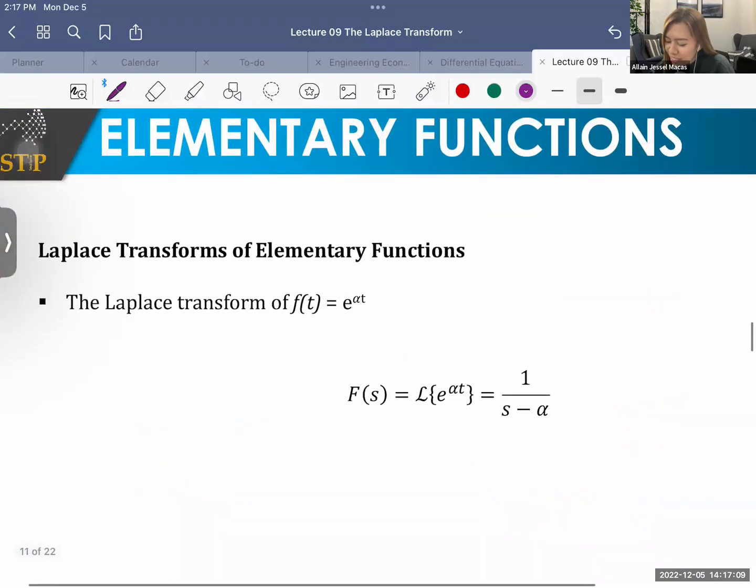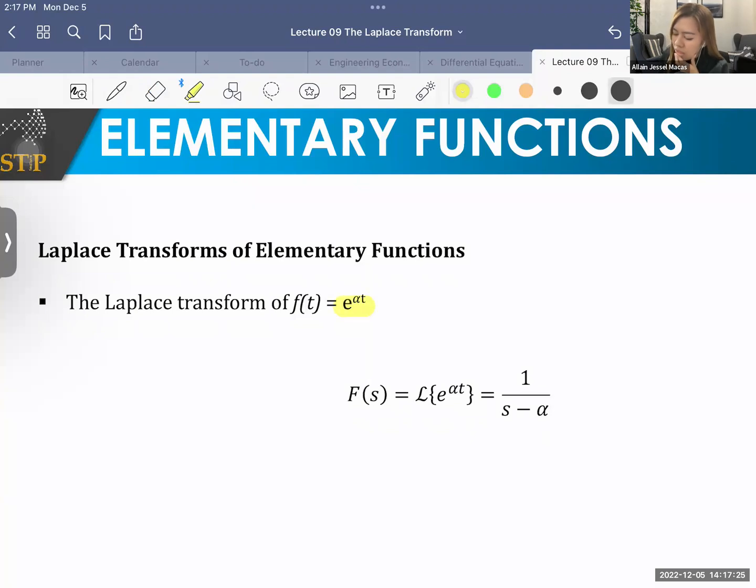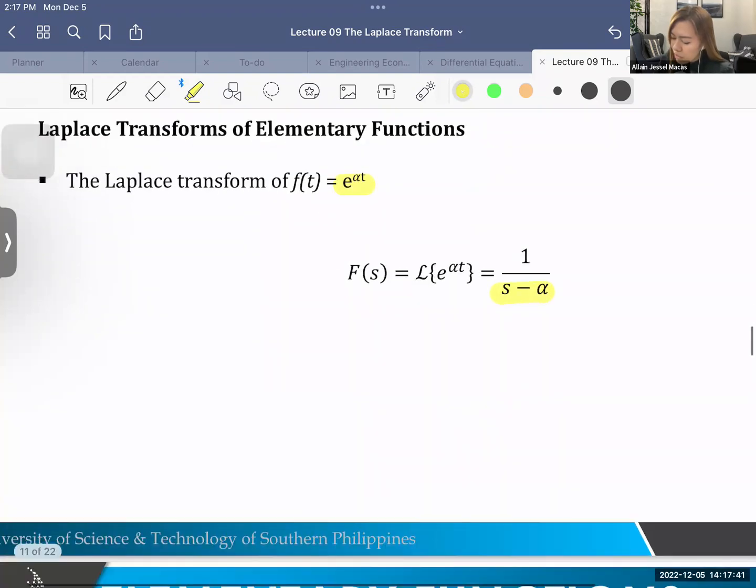Now class, here in the exponential, what would be the Laplace transform? We will give it first, and then we will prove that it really is so. The Laplace transform of f of t, given that f of t is e raised to alpha t, or any value, like e to the 5t, as long as it is exponential, is just given by 1 over s minus alpha. Okay, so do you want to prove this, class?